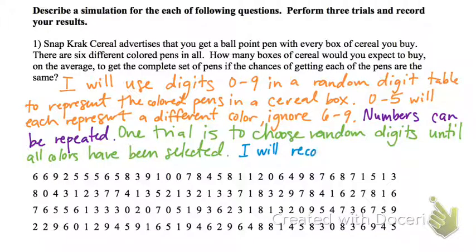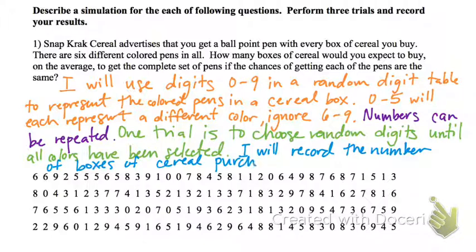I will record the number of boxes of cereal purchased. Now, if we did this 100 times, I would want to find the average of how many cereal boxes it took. So on average, it takes about 12 cereal boxes before you get all of them. But we're only going to do it 3 times, okay?